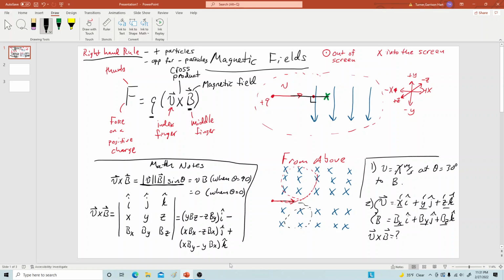And the components of all of this represent the magnitude of the component of V cross B in each direction. Then when you have all of that, you just multiply by your charge, and that will give you the magnitude of the force. And then the right-hand rule for the positive and negatively charged particles gives you the direction. Okay? So let's look at an example here.